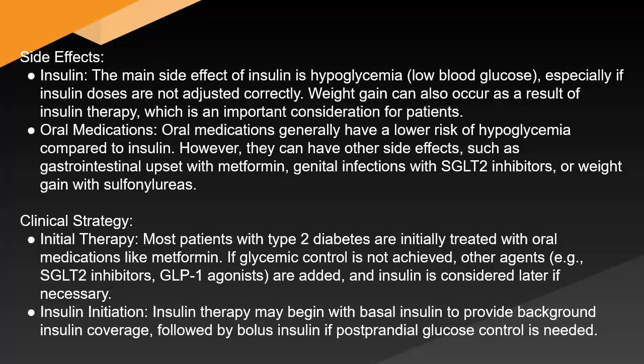Most patients with type 2 diabetes are initially treated with oral medications like metformin. If glycemic control is not achieved, other agents, SGLT2 inhibitors and GLP-1 agonists, are added, and insulin is considered later if necessary. Insulin initiation. Insulin therapy may begin with basal insulin to provide background insulin coverage, followed by bolus insulin if postprandial glucose control is needed.